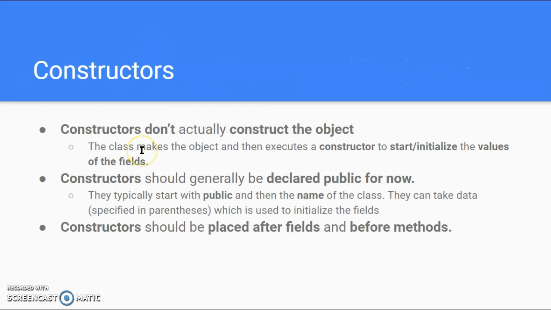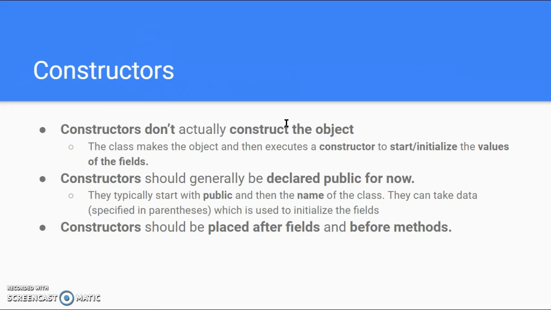Now, the constructors don't actually construct the object, as the name implies. They actually make the object, the class makes the object, then executes the constructor to initialize the values of the fields, so that way you can put values into them. The constructors should generally be declared public for now, because you want them to be able to be used for things outside of the class, though you don't want the fields themselves to be changed.